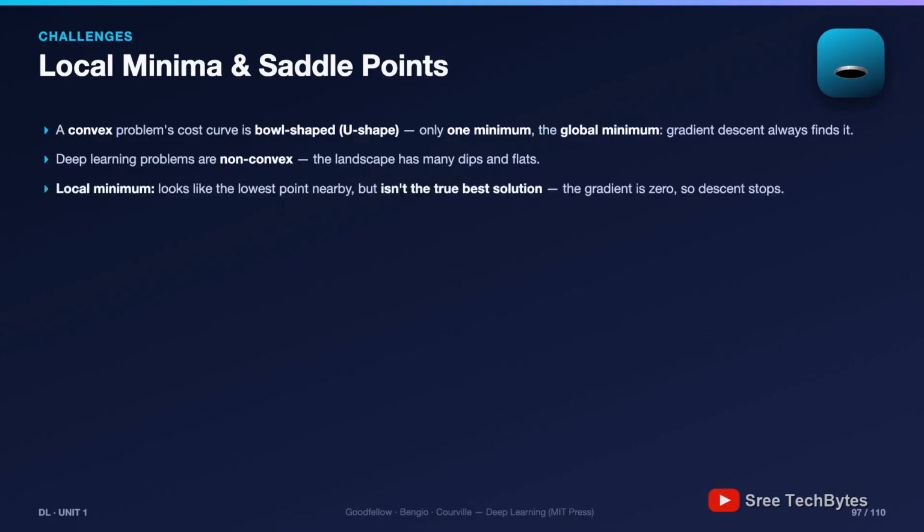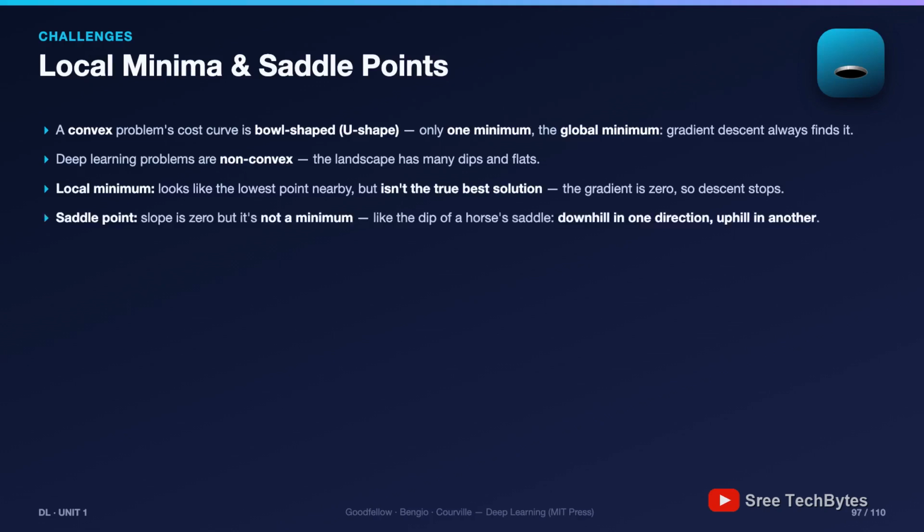Two traps await. Trap 1, the local minimum. A dip that's the lowest point nearby but not the true bottom. The gradient there is zero, descent stops, satisfied, while a better value waits beyond the ridge. Picture a golf ball resting in a small divot while the actual hole sits 50 meters away.